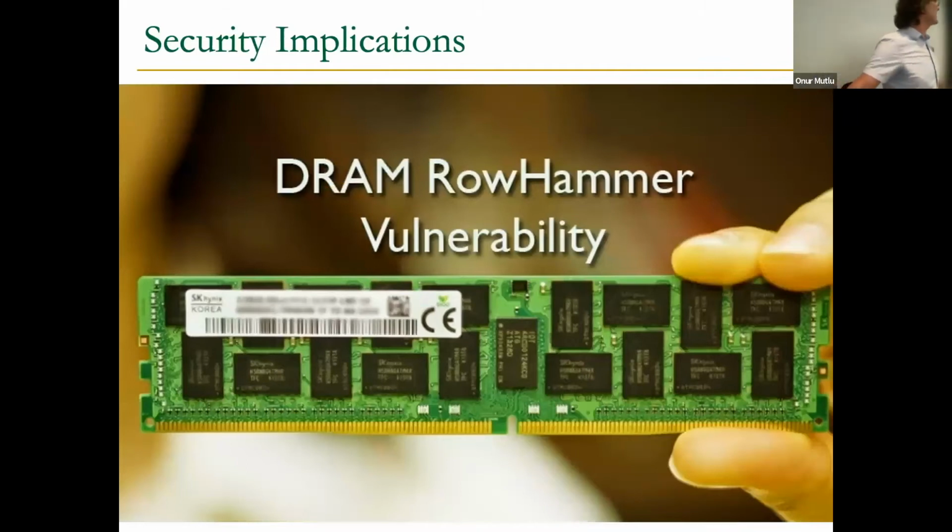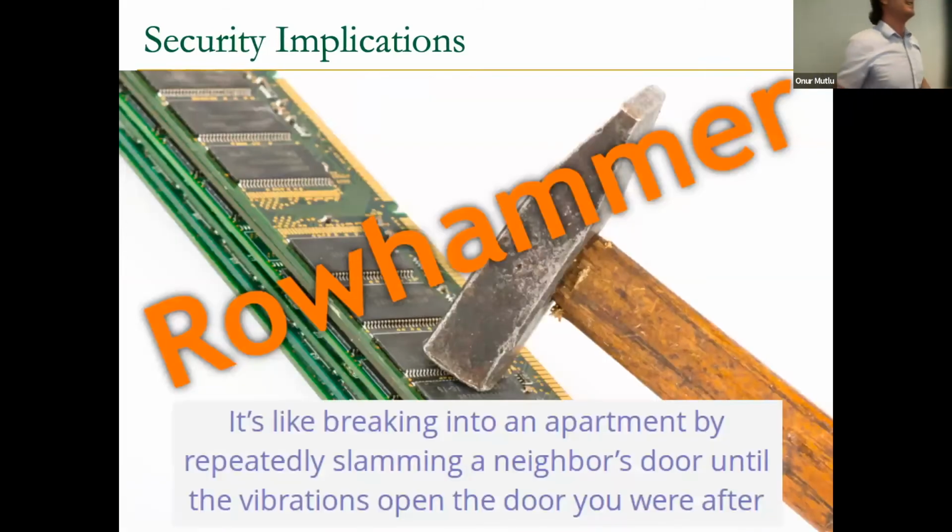Later, this became famous as the RowHammer vulnerability. I like this quote written by a famous hacker on Twitter: RowHammer is like breaking into an apartment by repeatedly slamming a neighbor's door until the vibrations open the door you were after. So if you're kind of magically stuck in this room, don't worry. Stop banging on the walls, and hopefully magically the door will open if RowHammer is in effect.